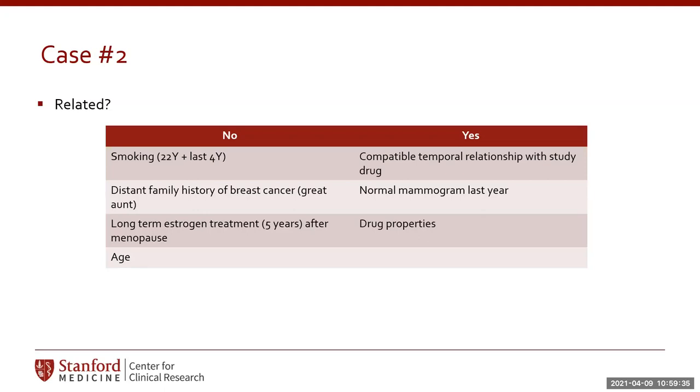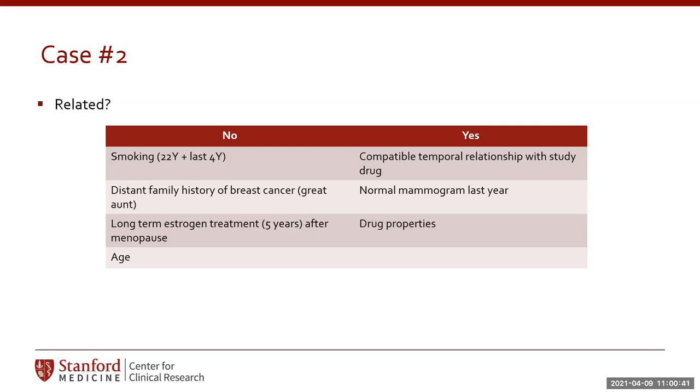So we have to look at the pros and cons here. What do we have here? Distant family history of breast cancer, there's a smoking history, a history of long-term estrogen treatment, and then the age of the subject. What goes for yes is a compatible temporal relationship with the study drug after 15 months. There was documentation of a normal mammogram last year. And again, as we said on the previous slide from the investigator brochure, with this particular class of medicines, malignancies are theoretically possible. Again, just because it was early with this study drug, it had not yet been reported. But this is often what we see: that you will discover the safety signal in the clinical trial itself.